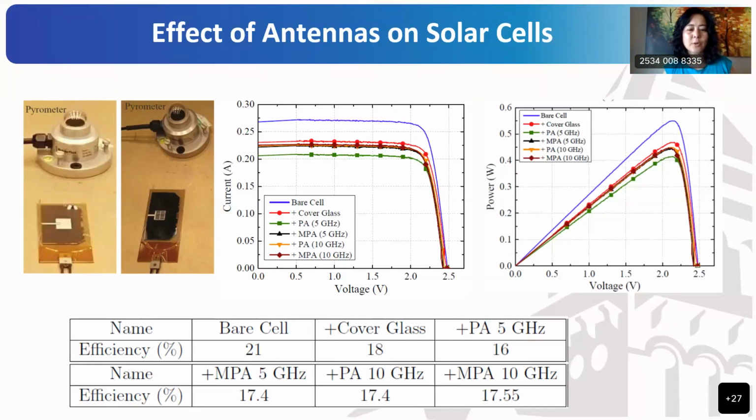So that allows us to move on with this project, because once the system engineer, the power engineer says, okay, I can accept you putting the antenna on the solar cells, then we can move on and make this project more mature. So let's go to the next page.